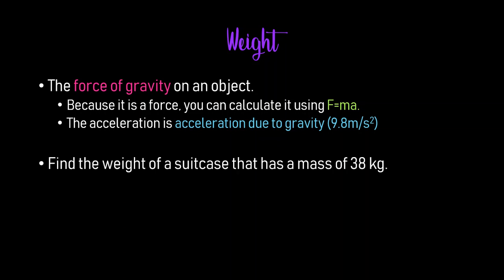So if I want to find the weight of a suitcase that has a mass of 38 kilograms, my weight is actually my F. So F is my question mark here. And m is 38 kilograms. It says that the mass of the suitcase is 38 kilograms. Now, it doesn't say that it's on Earth, but I can make the assumption that it's on Earth because it doesn't say otherwise. So a is 9.8. If I take 38 times 9.8, I get 372.4 newtons as my force, which is also the weight of the suitcase.